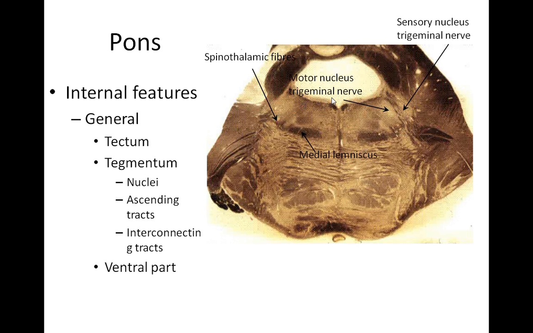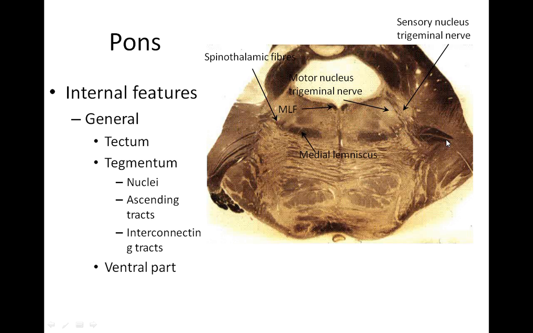As for the interconnecting tracts in this part of the pons, there's only one set of interconnecting tracts throughout the whole brainstem, and that is the MLF, or the medial longitudinal fasciculus. This once again controls the coordination of eye movements between cranial nerve 6 and 3 and 4 above. Ventral to the tegmentum, the rest of the space is filled in by reticular formation.